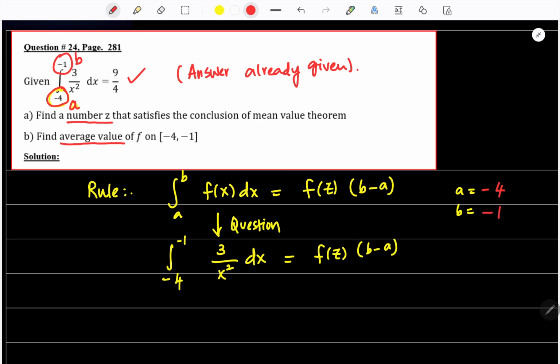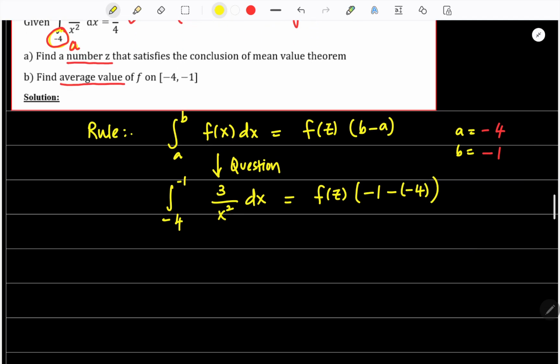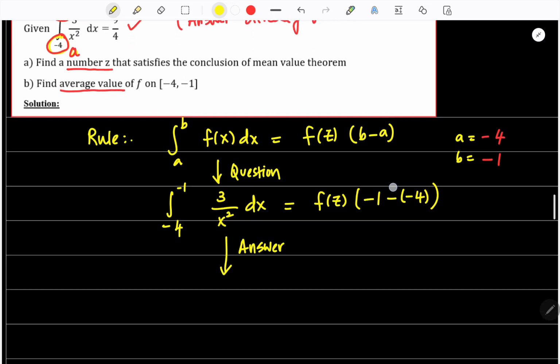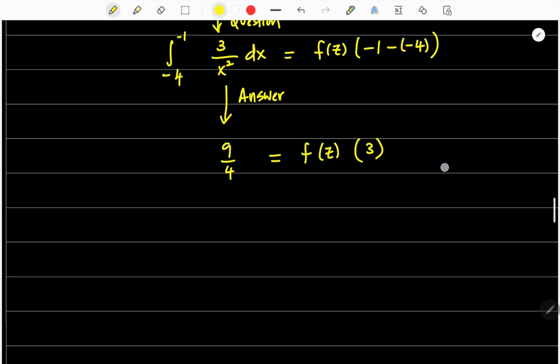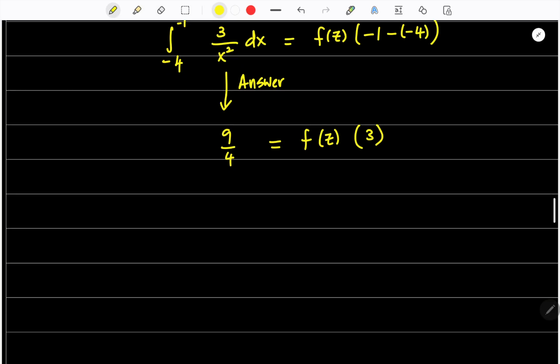Let me write the values of a and b here. So b is minus 1, minus your a, which is minus 4. Be careful: minus of minus is plus. The answer is already given in the question. What is the answer given? 9 over 4. No need to integrate. This equals f of z times minus 1 plus 4, which is going to become 3. So you are going to calculate f of z.